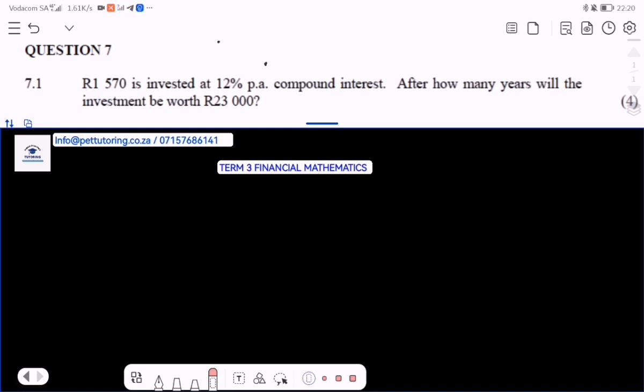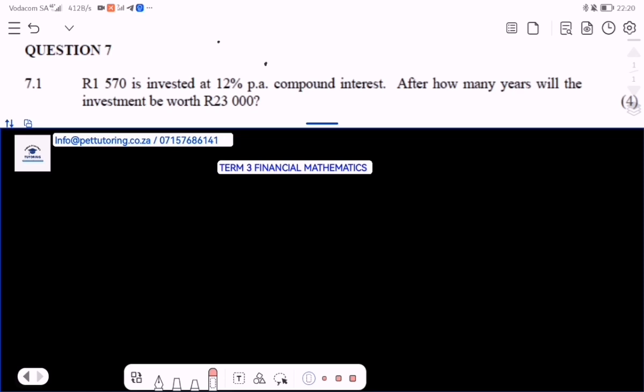Question 7.1. 1,570 is invested at 12% per annum compounded interest. After how many years will the investment be worth 23,000?